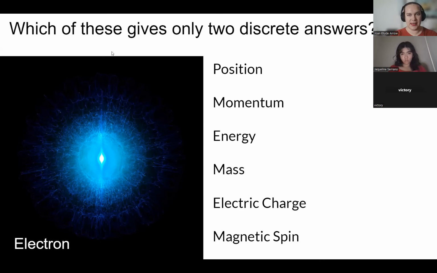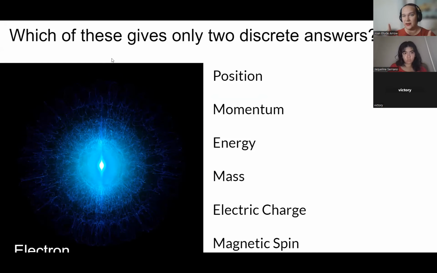Which of these are all the various properties? We want to pick the one that can only give us 2 discrete answers. We might not know which one, but it can only give us 2 numerical answers, because that'll give us the qubits that we're looking for.